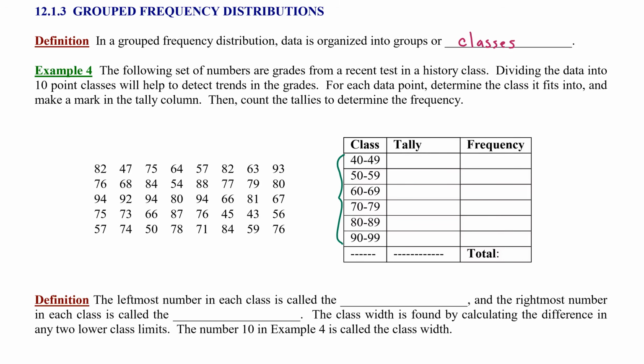So to begin organizing this information, I'm going to take each grade. The first grade is 82, and I'm going to observe that 82 falls between 80 and 89, and I'm just going to make a tally mark for that particular grade. Then 76, the next grade, that falls between 70 and 79, so I'll make a tally for that grade. 94 fits into the last class, 75 into this one again, 57 into our second class.